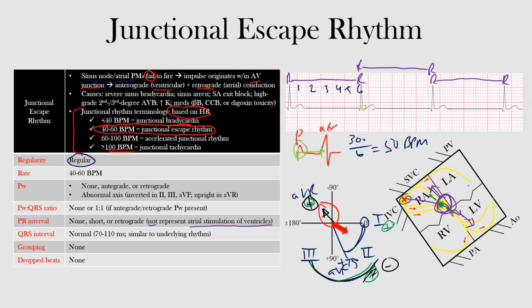The QRS complexes will be normal, right? 70 to 110 milliseconds in width. There'll be no grouping and no beats will be dropped. Well, that's the end of this lecture. We discussed junctional escape rhythm, including its mechanism, potential causes, EKG features, and basic junctional rhythm terminology. I hope you learned something.